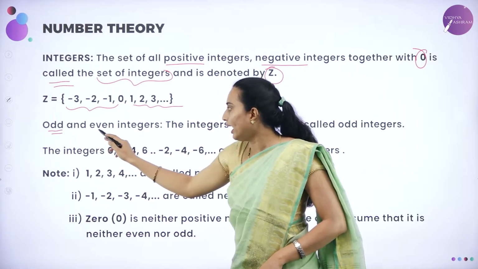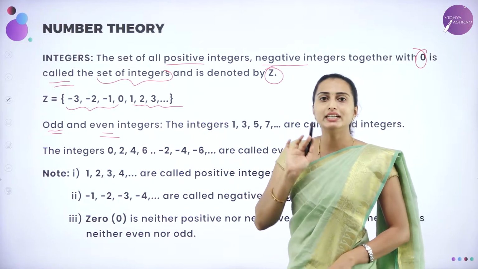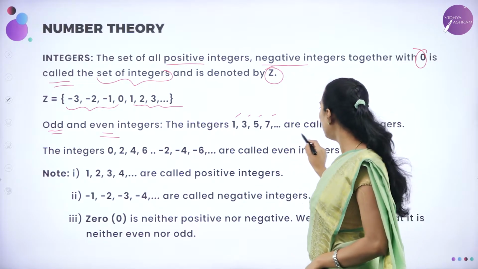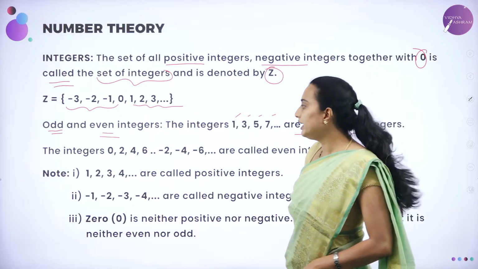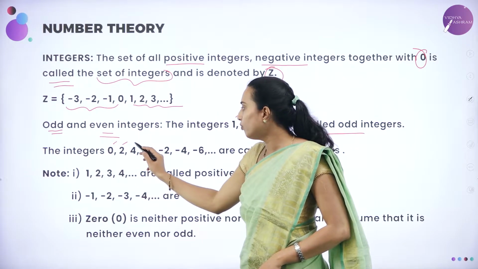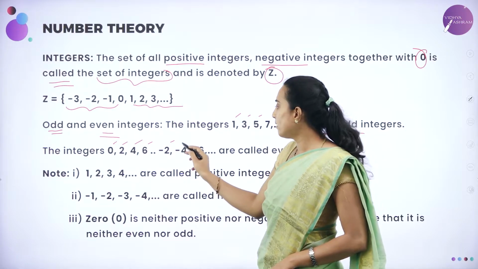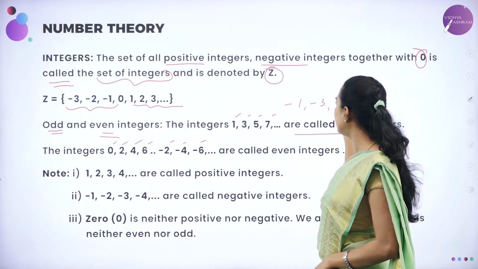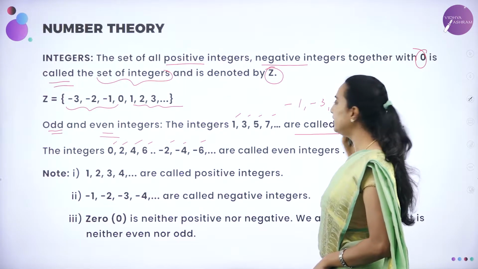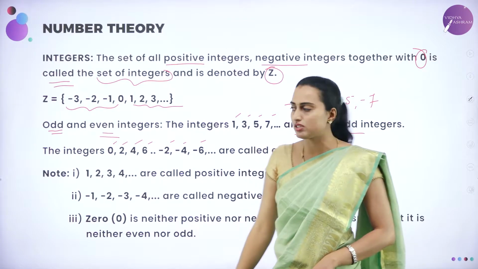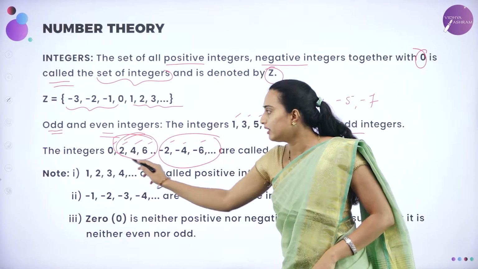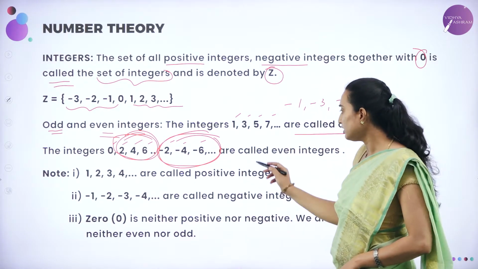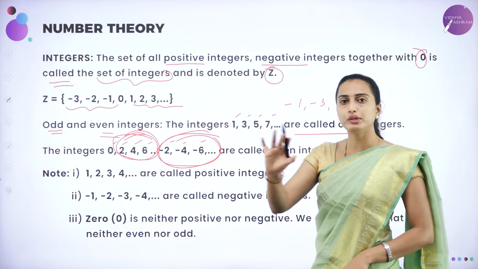odd and even integers. The integers 1, 3, 5, 7 are called odd integers. The integers 0, 2, 4, 6 or -2, -4, -6 are even. Here you can also include -1, -3, -5, -7, which are negative odd integers. Positive even integers and all negative even integers are called even integers altogether.